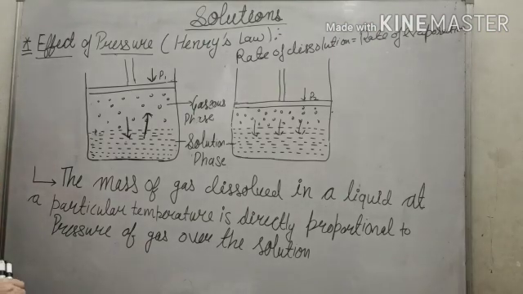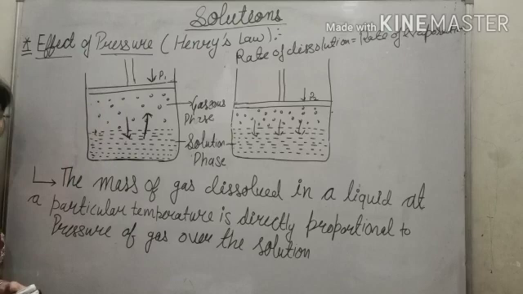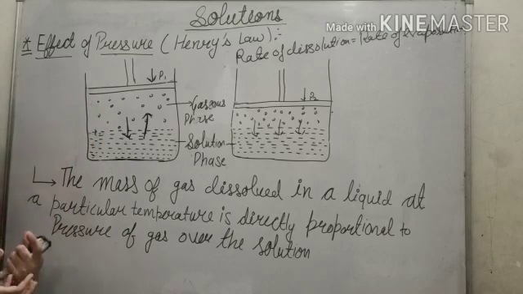Well, students, we discussed the two factors which affect the solubility of a gas in a liquid, that is the effect of temperature and the nature of gas and solvent. Now let's move to another factor that affects the solubility of a gas in a liquid. And the most important factor is pressure. Okay? As we increase the pressure, the solubility of a gas in a liquid increases.